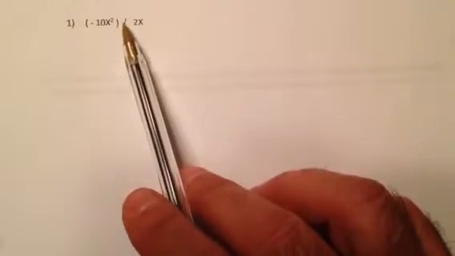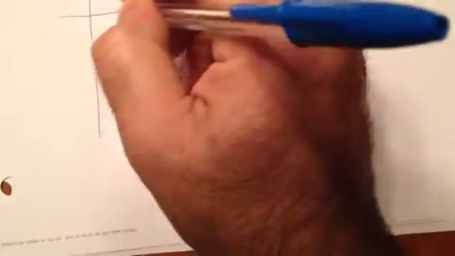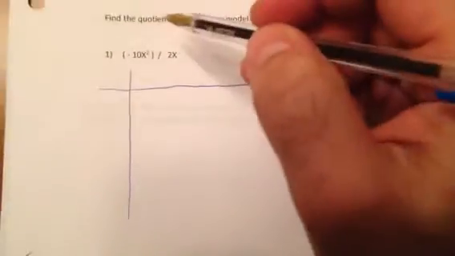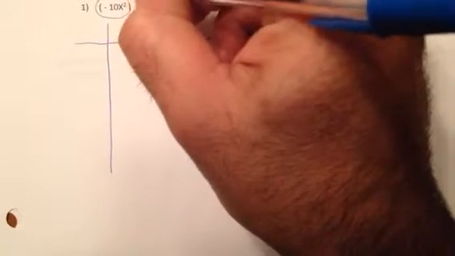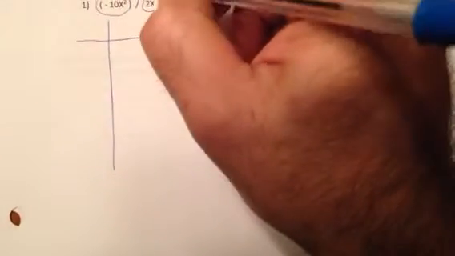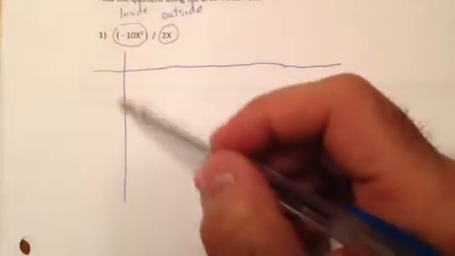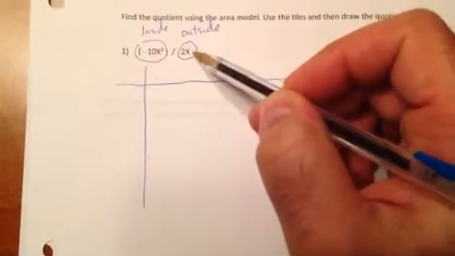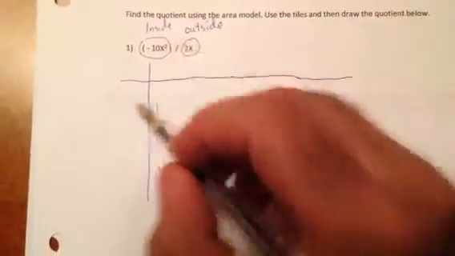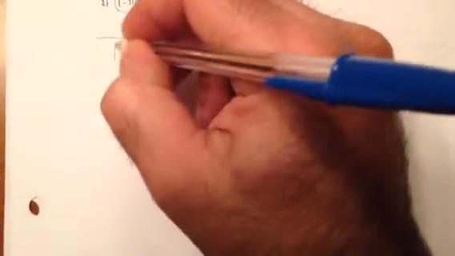So here we have this monomial, negative 10x squared. This is the divide symbol, divide by 2x. So again, we draw the TP, which looks like this. And what we want to do is put this first monomial inside the TP, and this monomial will go outside the TP. I like to put it outside on the left side, like on this side. I usually like to start with the second monomial. Okay, so the 2x will go here.